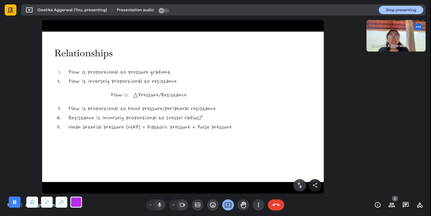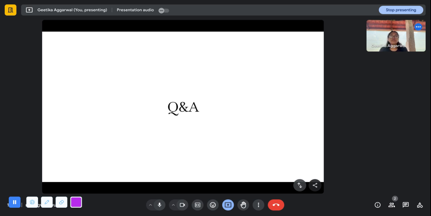resistance goes up. And the mean arterial pressure, also known as MAP, is actually the sum of diastolic pressure and pulse pressure. That leads to the mean arterial pressure.